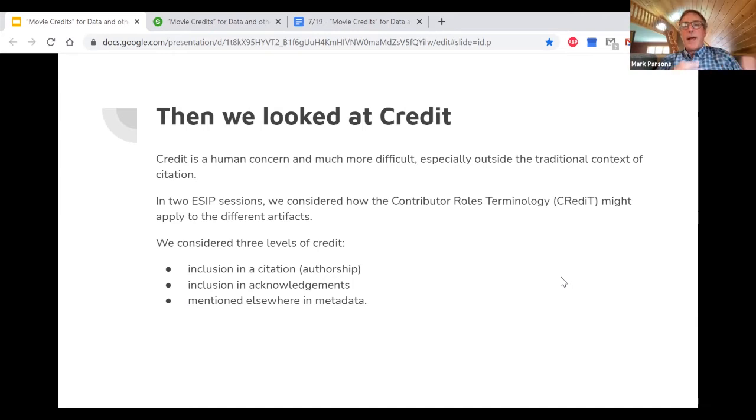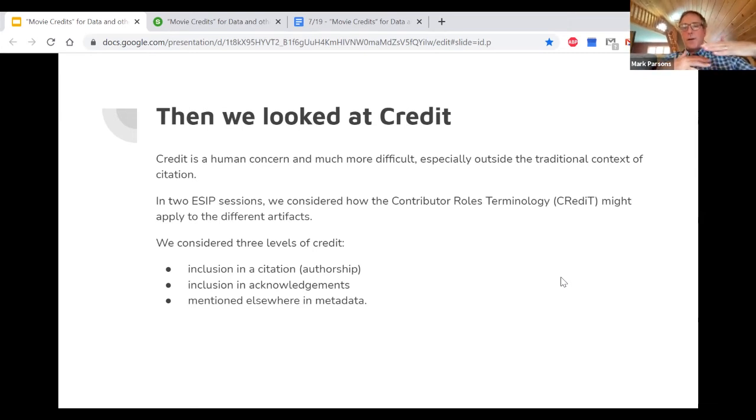And so trying to capture that sort of credit is even more challenging than when we're looking outside the classic citation context. And so in the last two ESIP sessions, we considered how this particular taxonomy that is used by the publishing world, the contributor roles terminology, might apply to these different artifacts. And we considered sort of 3 levels of credit.